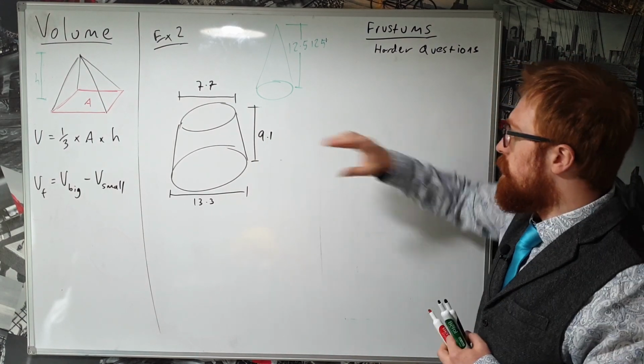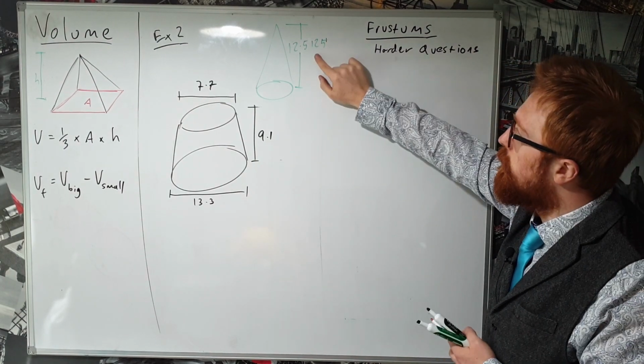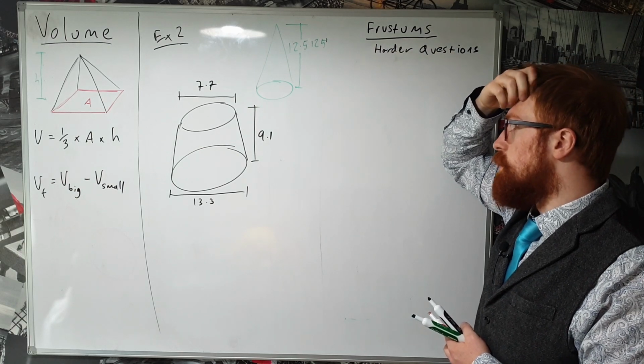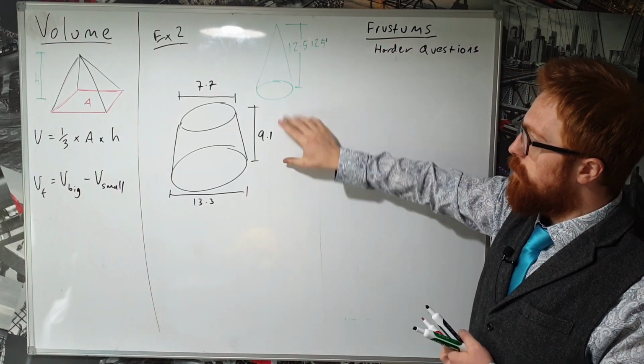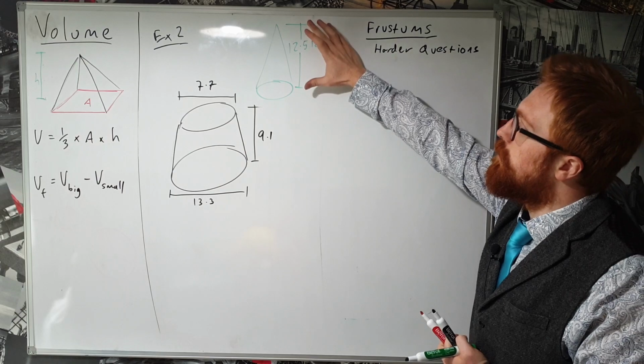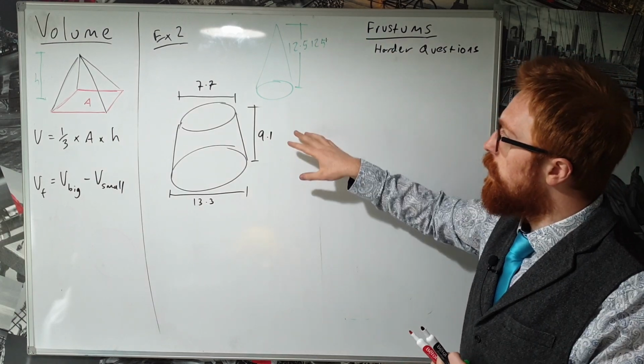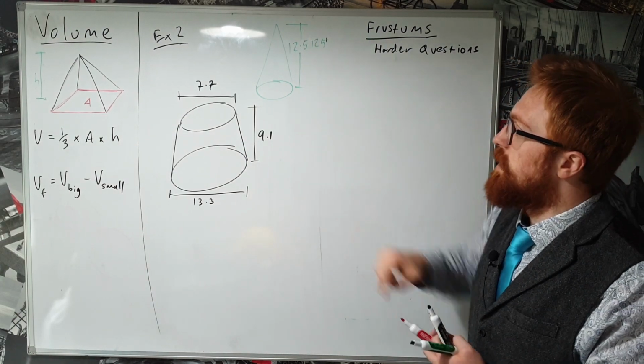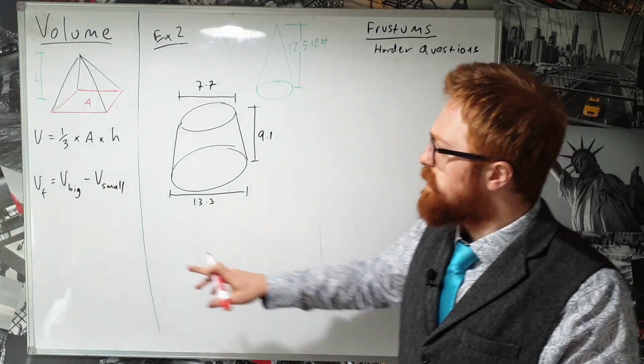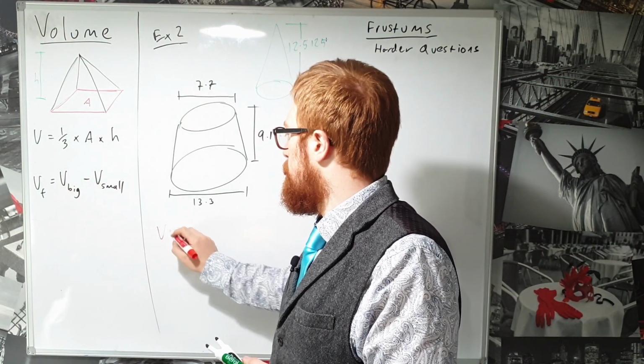Okay, so what I've done is I've just drawn the little cone that we've chopped off at the top here, 12.5125 in height, and 9.1 here. Just so it's really obvious that when we work out the whole height of the cone, V big, we have to add these two together. So let's work out V big.